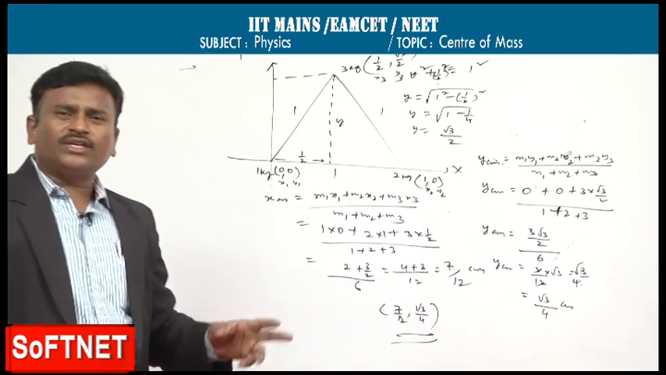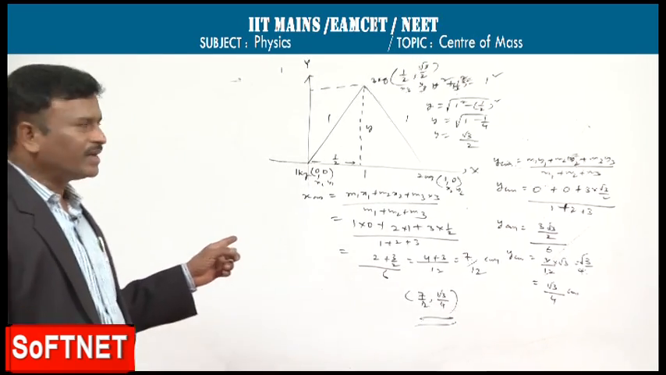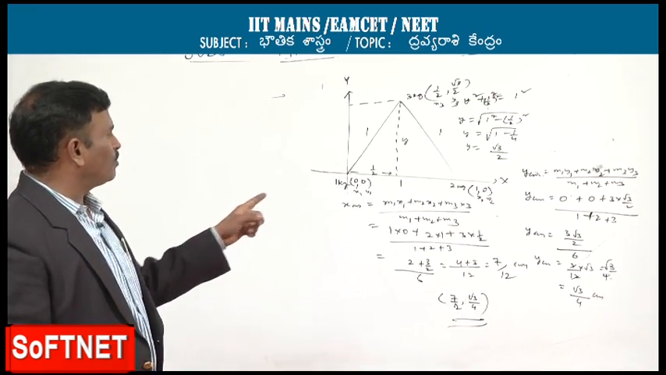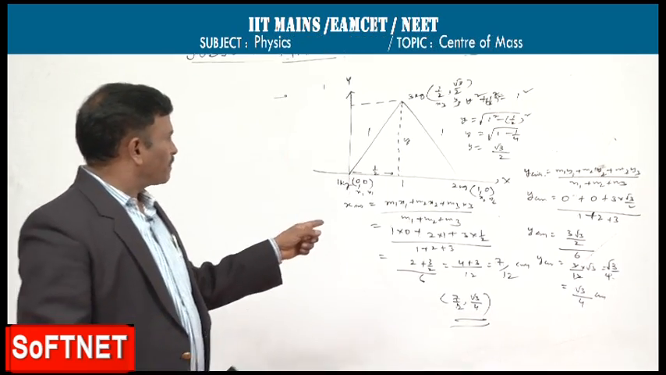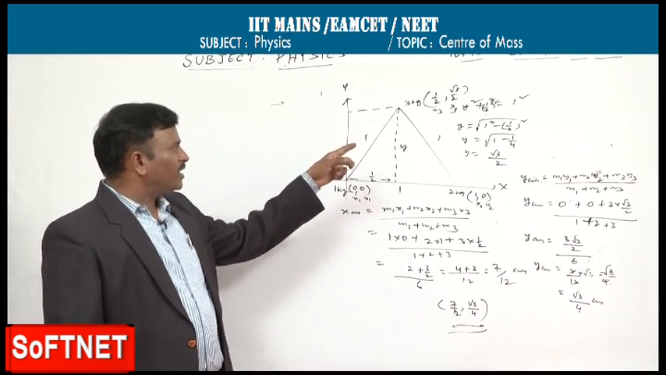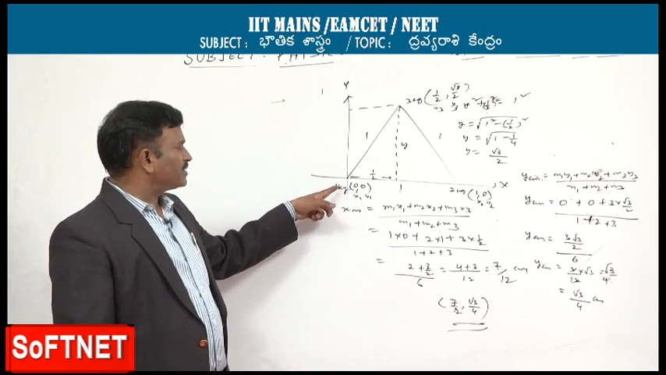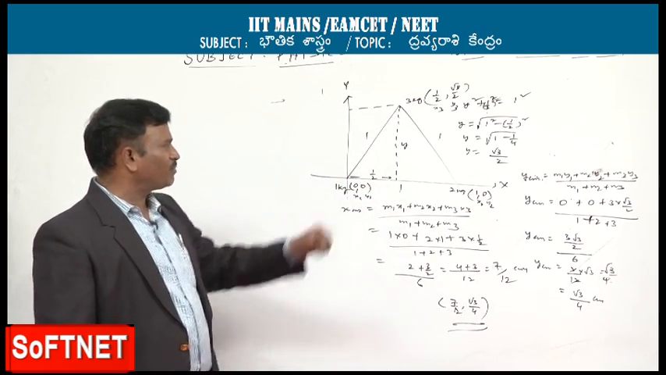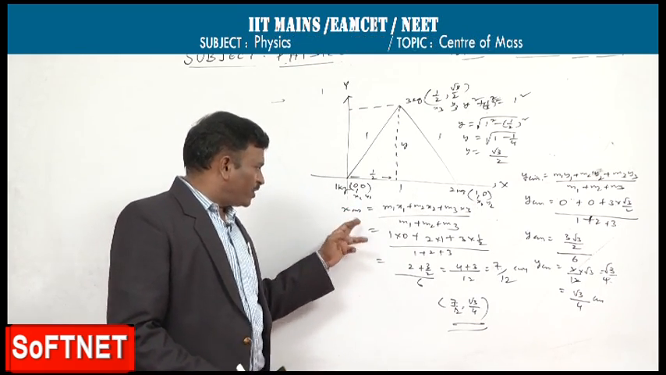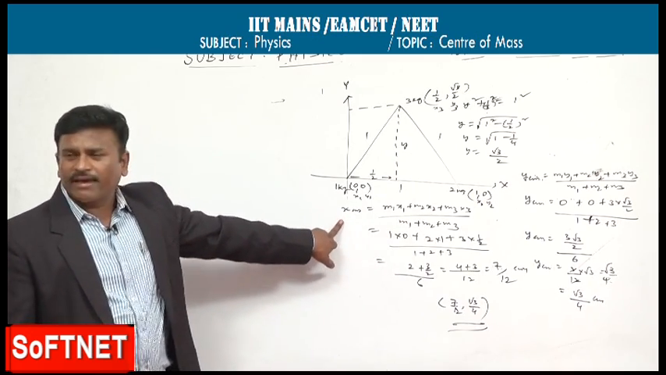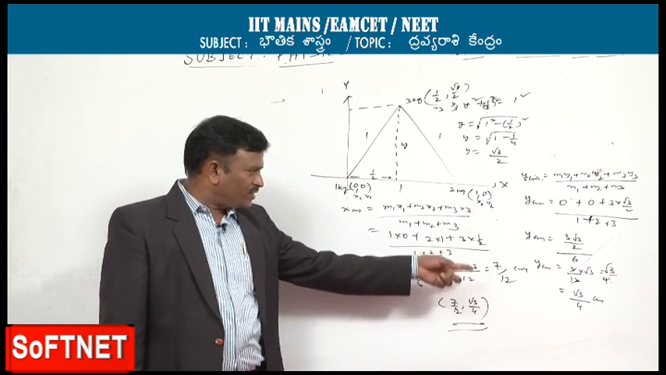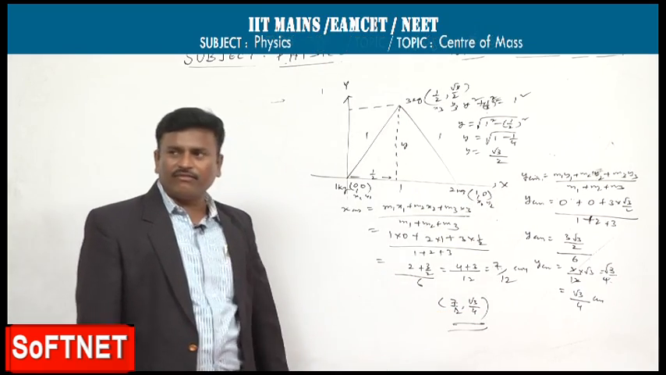Three individual particles are taken, with masses 1 kg, 2 kg and 3 kg, at the coordinates 0, 0, then 1, 0, and the third coordinate, whose distance from the y-axis is 1 by 2 and distance from the x-axis is root 3 by 2. By taking the coordinates we can substitute in the expression for XCM and at the same time YCM. XCM we got as 7 by 12 and YCM is root 3 by 4.